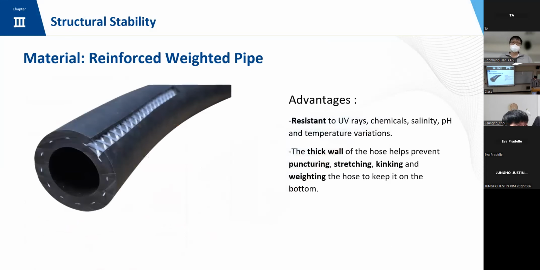And the other material is the reinforced weighted hose. The advantages of the reinforced weighted hose are resistance to ultraviolet rays, chemicals, pH, and temperature, very similar to the first one. And the thick wall of course helps prevent kinking, stretching, and twisting, and the weight helps keep it on the bottom.